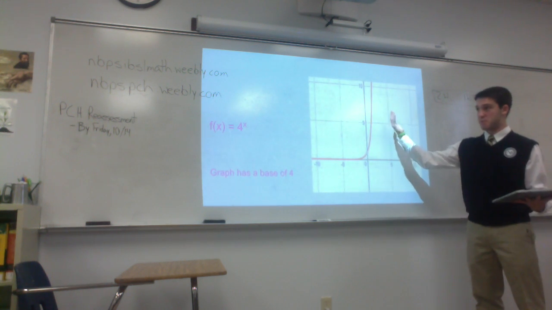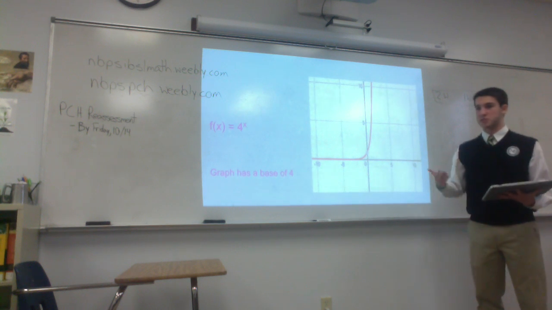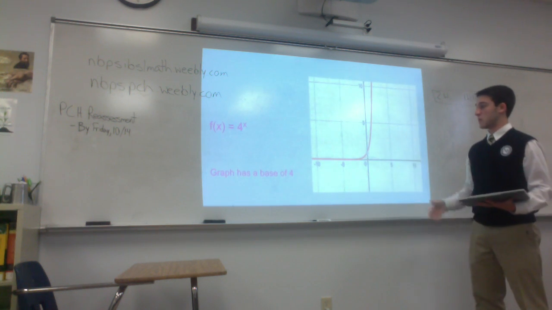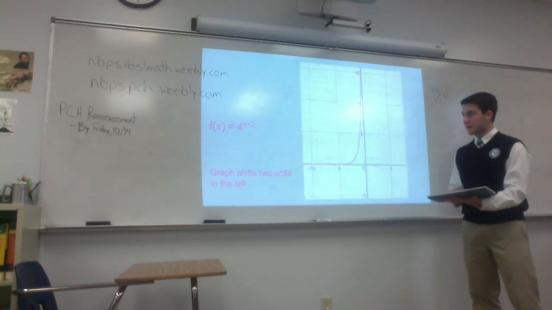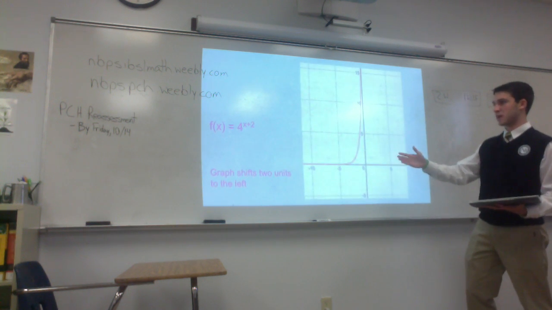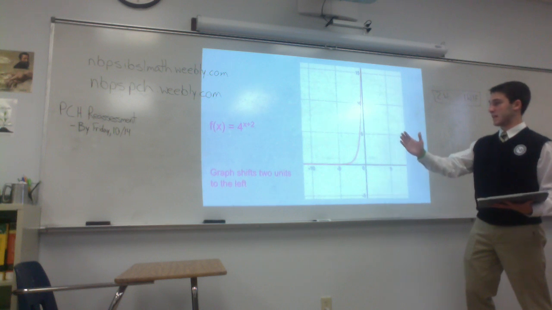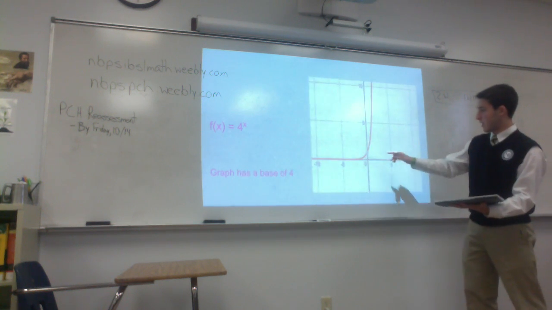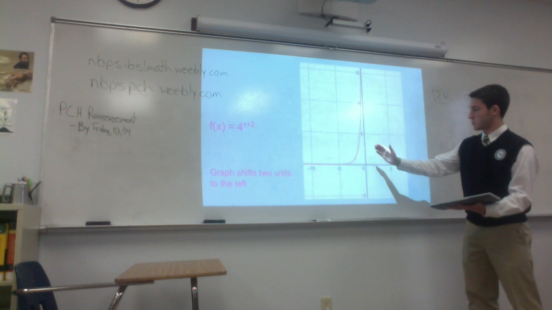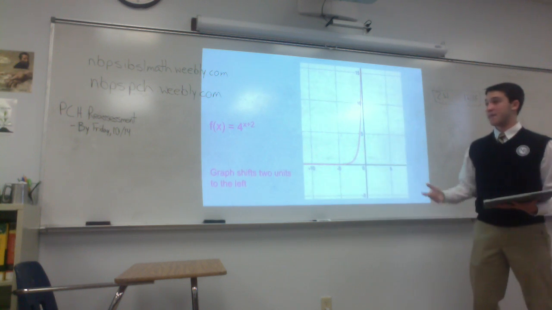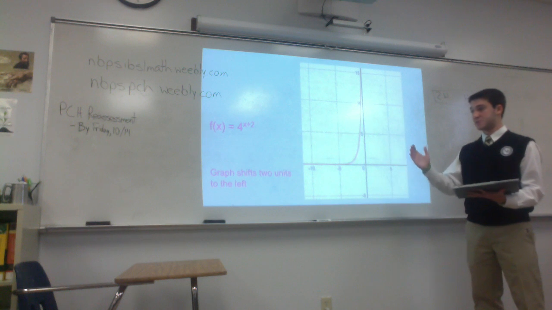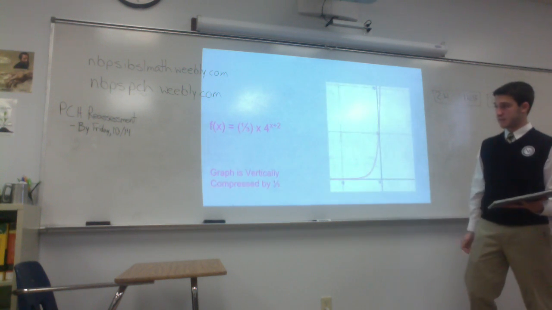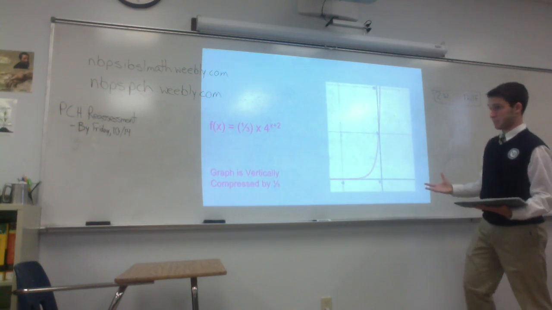To graph that, you could use your calculator, or you could use a table with the x and the y values. So that's f of x equals 4 to the power of x. The next step is moving the graph 2 units to the left. Whereas before it's right there, it moves over 2 spots to about right there or so. And that is f of x equals 4 to the power of x plus 2, shifting the graph 2 units to the left. The next step after that is vertically compressing it by 1/3.